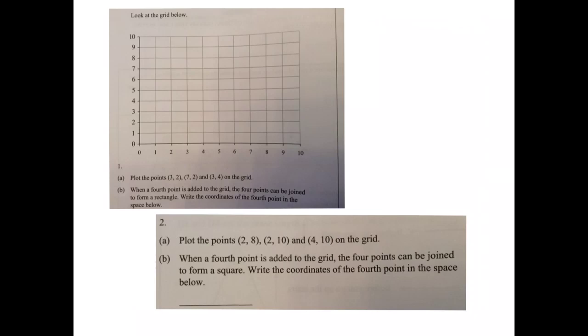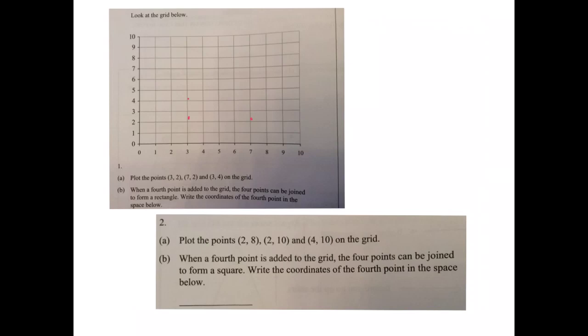Look at the grid below. Plot the points 3, 2, 7, 2 and 3, 4. Okay, let's begin with those then. So we go along the corridor to 3 and up the stairs to 2. Along to 7 and up to 2. Along to 3 and up to 4.